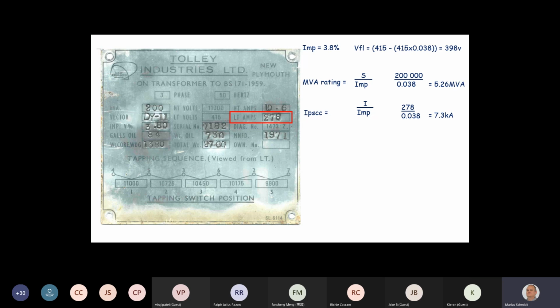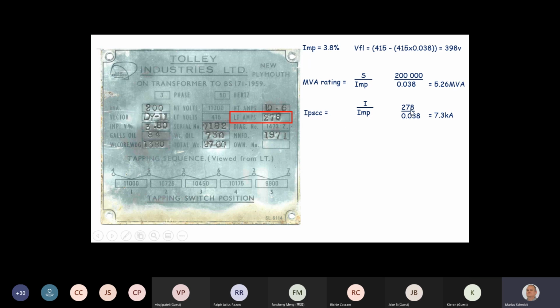Now, gentlemen, ladies online, these 3 questions have been asked in your exam previously. What is the drop in voltage? What is the MVA fault rating? And C, what is the prospective short circuit current? Make sense?